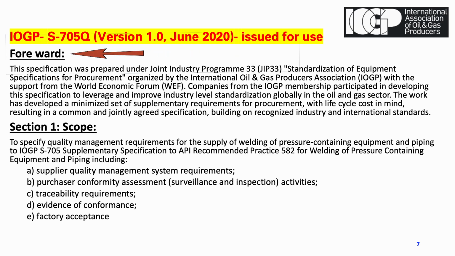Foreword: the specification was prepared under Joint Industry Program 33, JIP 33, which is Standardization of Equipment Specification for Procurement, organized by the International Association of Oil and Gas Producers, IOGP, with the support from the World Economic Forum, WEF. Companies from IOGP membership participated in developing this specification to leverage and improve industry-level standardization globally in the oil and gas sector.